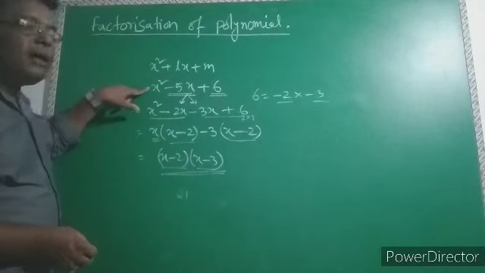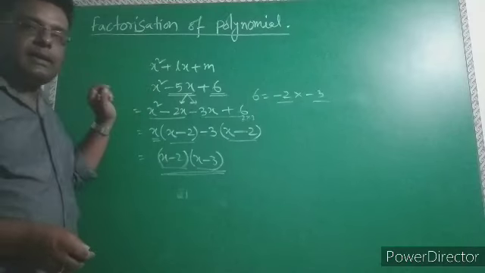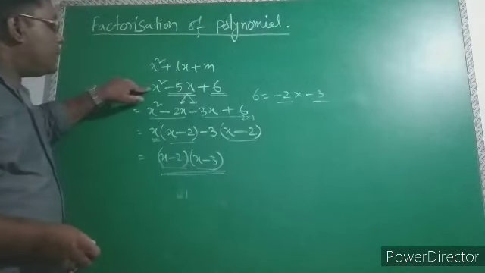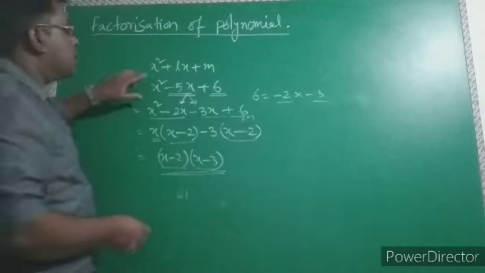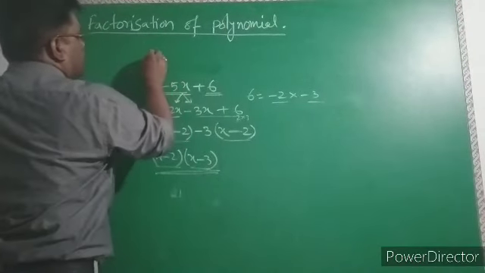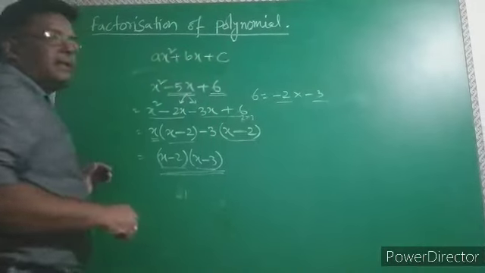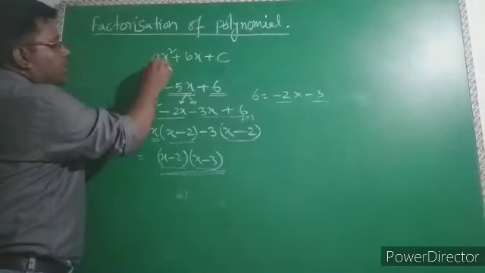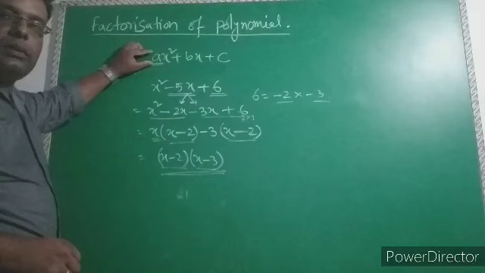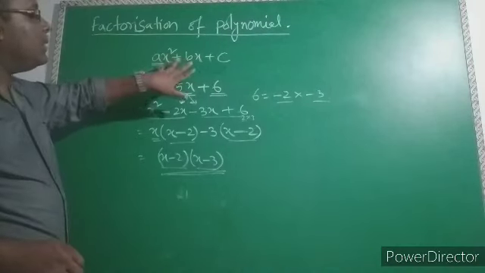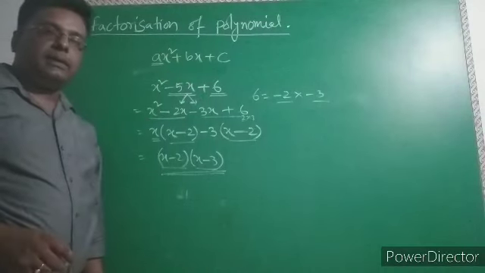So here the coefficient of x square is 1. Now we will discuss when the coefficient of x square is some other number. That is, we will discuss some quadratic expression of this type: ax square plus bx plus c, where a is not equal to 0. If the quadratic expression is of this type, then how do we factorize it?